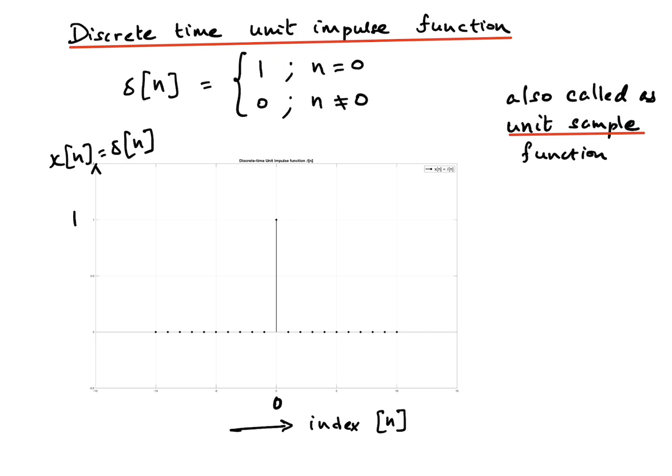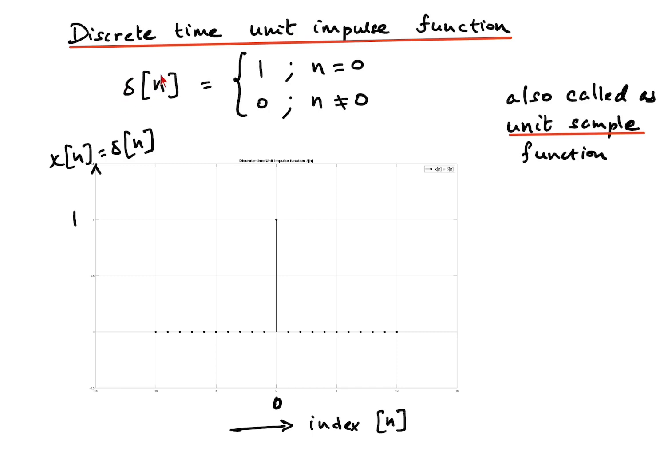The definition of this function is that it has a non-zero value only when the index is 0. So when n is 0, its amplitude is 1. For all other values of n, its value is 0. So delta of n is equal to 1 for n equal to 0, and when n is not equal to 0, whether positive or negative, delta of n is equal to 0. So it has a non-zero value only when the index n is equal to 0, and that is called the unit impulse function.